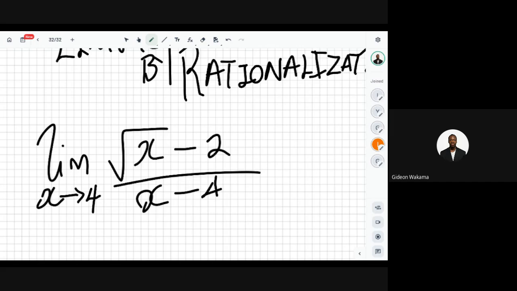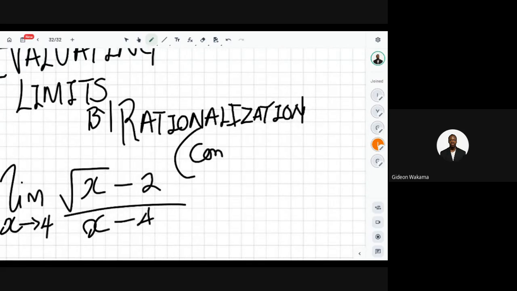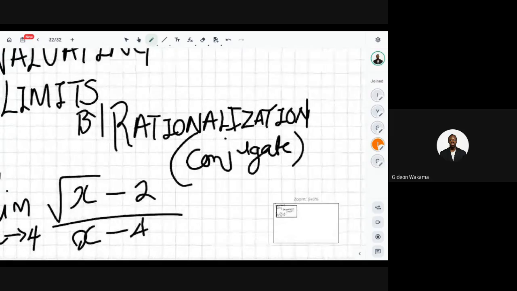So let's imagine you have two identical keys. One can open a lock, the other one can close it, but they work together perfectly. That's how conjugate works. In rationalization, we have what we call conjugate. Conjugate means it's a pair. There's a positive part and a negative part. A conjugate changes only the sign in the middle of an expression, especially the one that cannot be factorized.